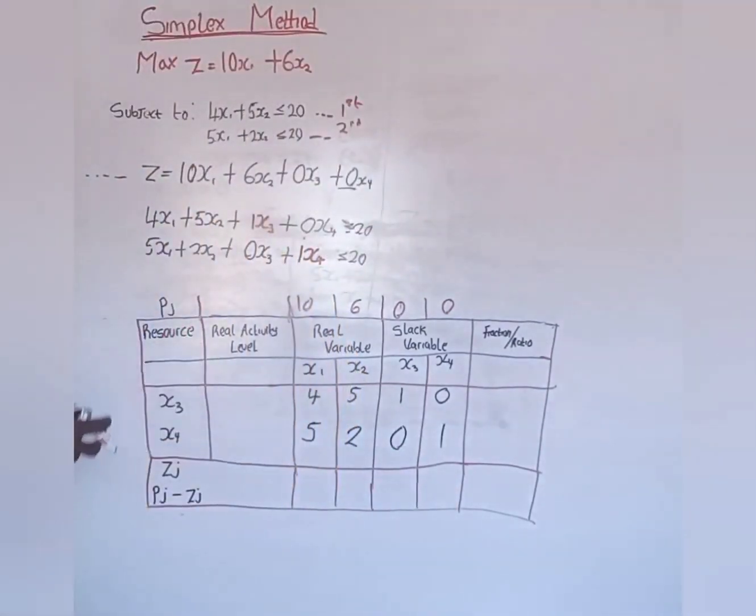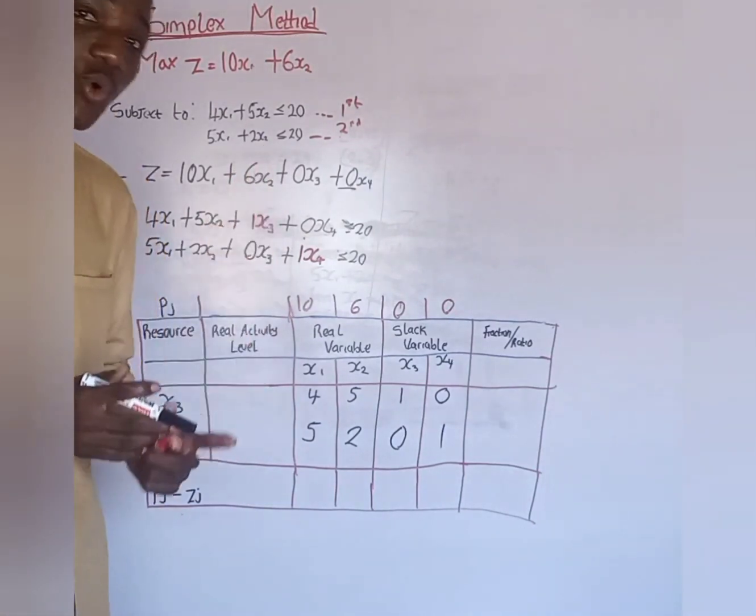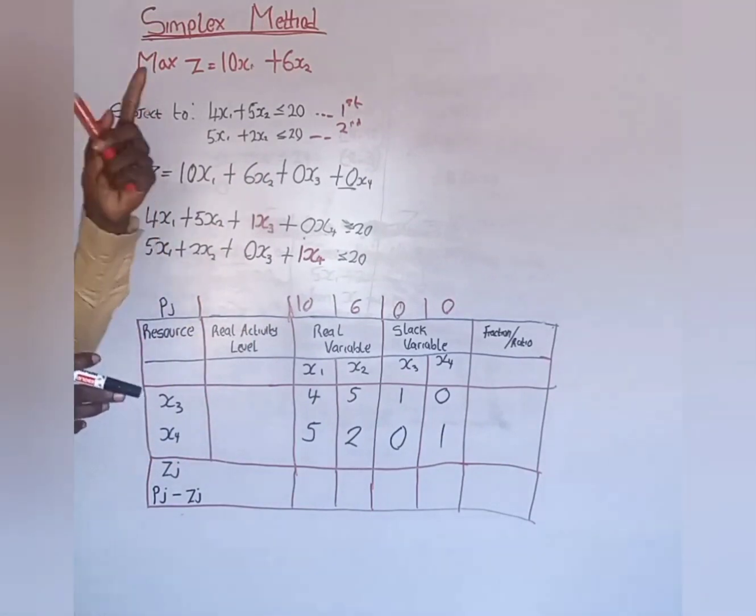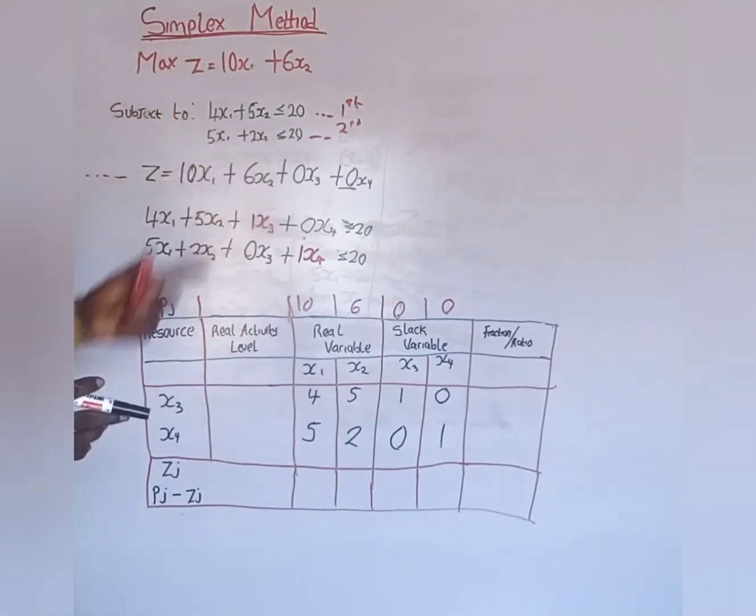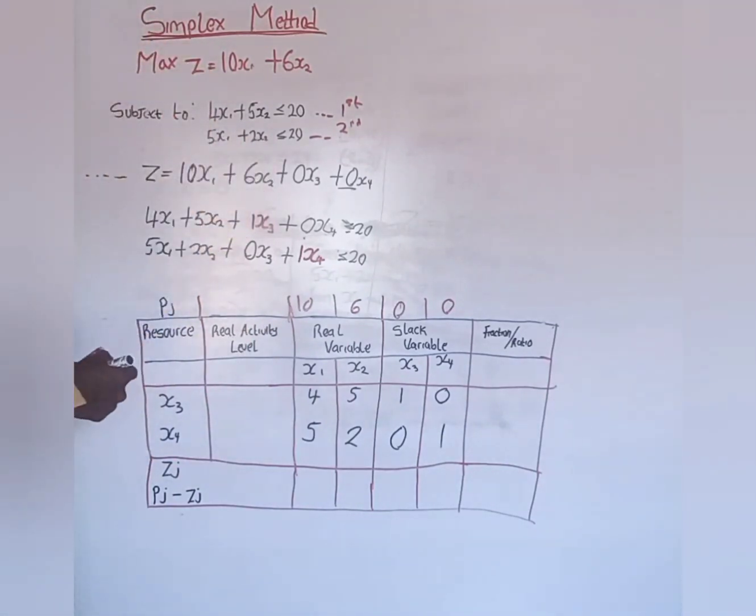So now after getting this, we are going to get our key elements, and that's what I'm going to be showing you now. We need our key element, and we cannot get our key element without first finding our key row and key column. The element that intercepts both lines is known as the key element. Now let's proceed to get our key element.